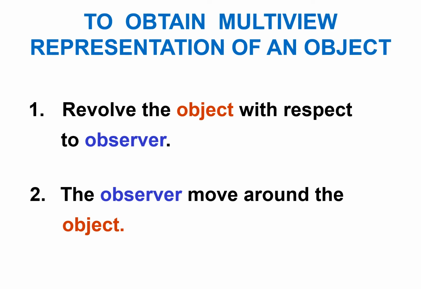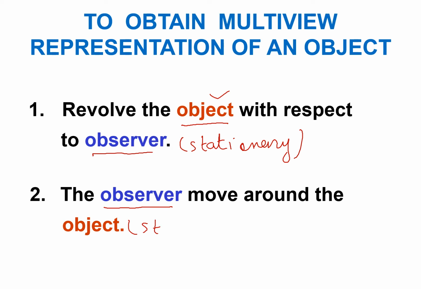Then to obtain the multi-views of a 3D object, there are two scenarios. In the first scenario, we revolve our object with respect to the observer. In this case, our observer is stationary, and our object revolves. Another scenario is that our observer moves around and our object is stationary. So these two scenarios can be used to get a multi-view representation of a 3D object.